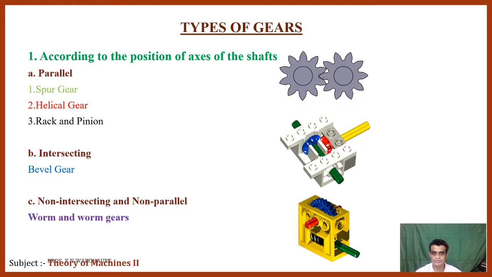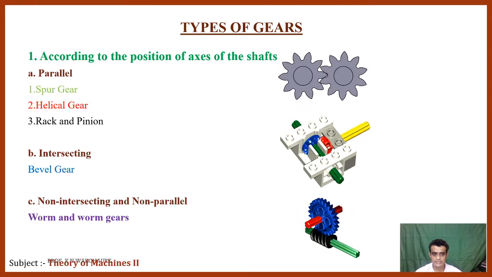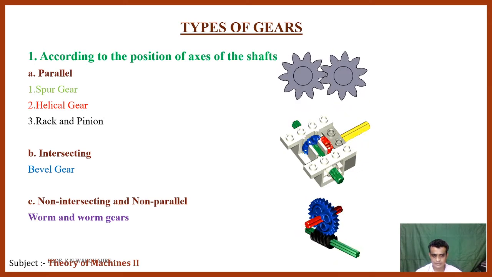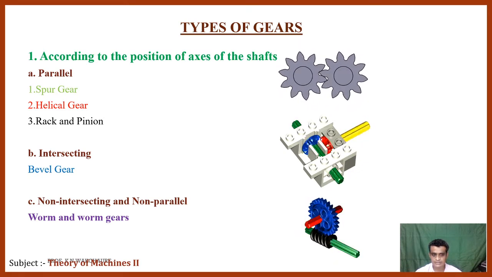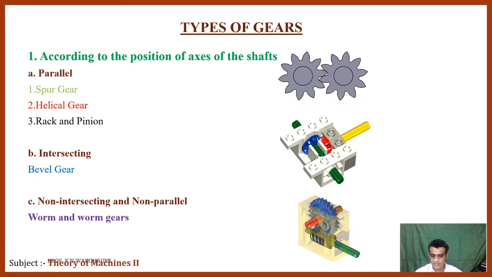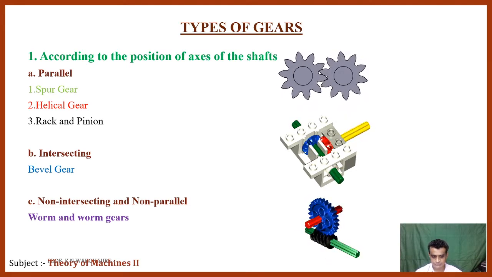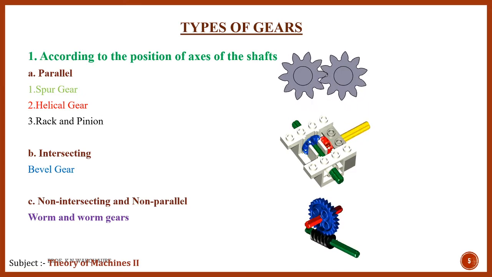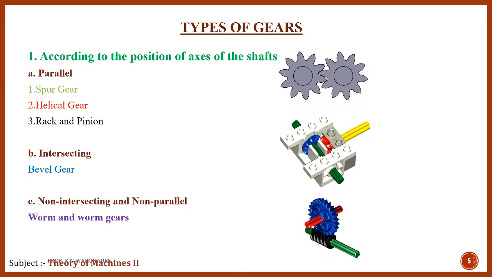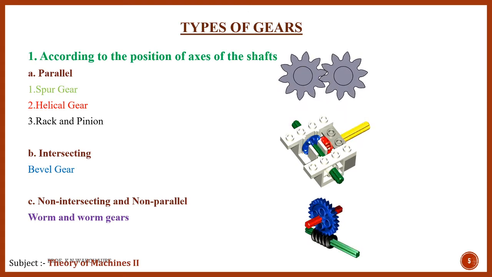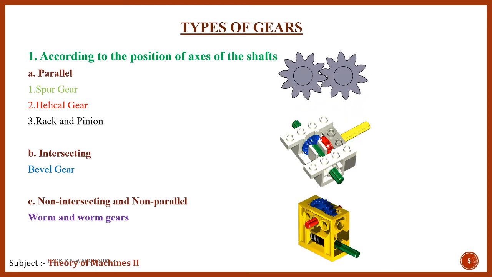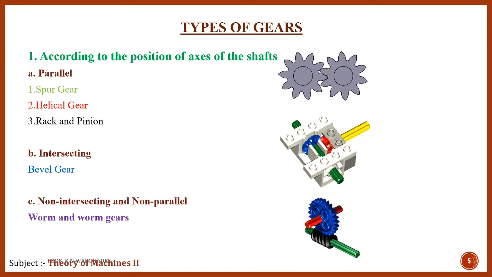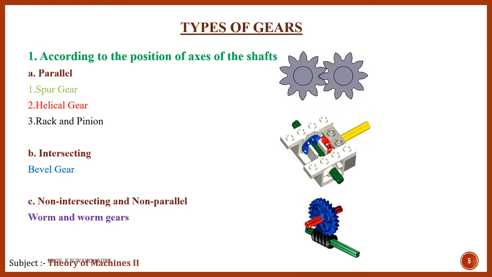Okay. Now we'll start with the types of gears. According to the position of the axis of the shaft, there are three subtypes. One is the parallel shaft, second is the intersecting shaft, and third is the non-parallel, non-intersecting shafts. In the parallel subsection, to transmit motion between two parallel shafts, there are three types of gears: the spur gear, the helical gear, and the rack and pinion.